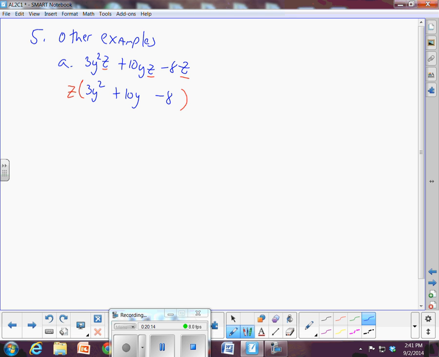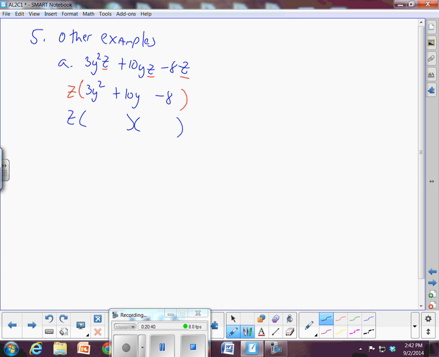By the way, just a reminder, will every trinomial factor? No. Does every number factor? Can you factor an 11? No, it's prime. Can you factor a 7? No, it's prime. Can you factor every trinomial? No, not really. Some of them you can't factor. Most of them, because we're trying to train you, are going to factor. Okay, remember, don't forget your common factor, that z stays out in front.